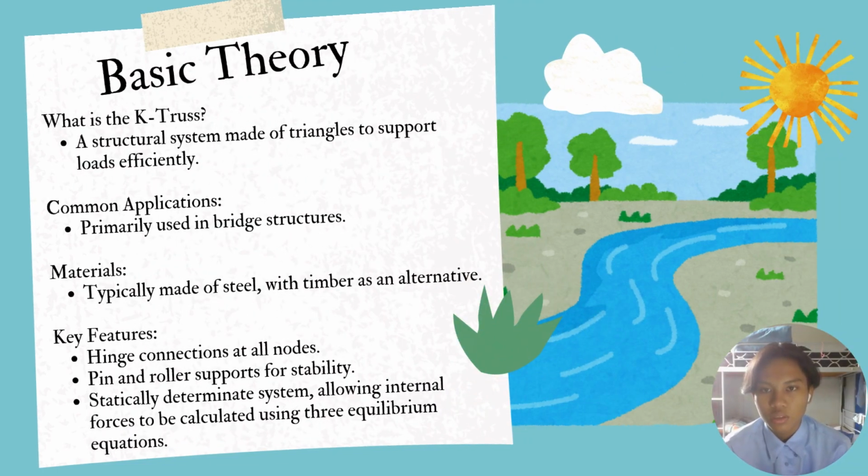Next, we go to the basic theory. What is the K-truss? K-truss is a structural system made of triangle to support load efficiently. The common application is primarily used in bridge structure. The material used is typically made of steel, with timber as an alternative. The key features are hinge connection at all nodes, pin and roller support for stability, and statically determinate system, allowing internal force to be calculated using three equilibrium equations.